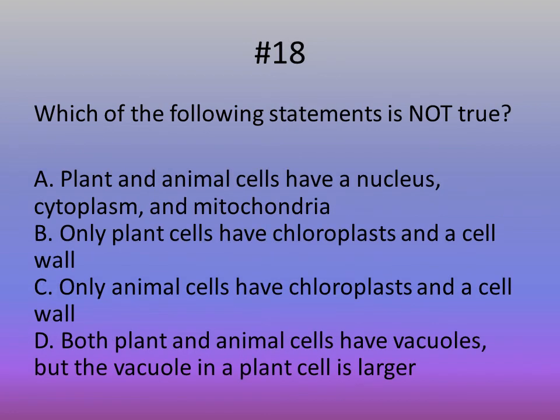Number 18. Which of the following statements is not true? A. Plant and animal cells have a nucleus, cytoplasm, and mitochondria. B. Only plant cells have chloroplasts and a cell wall. C. Only animal cells have chloroplasts and a cell wall. D. Both plant and animal cells have vacuoles, but the vacuole in a plant cell is larger.